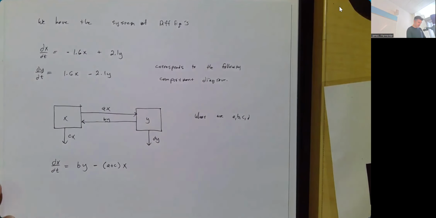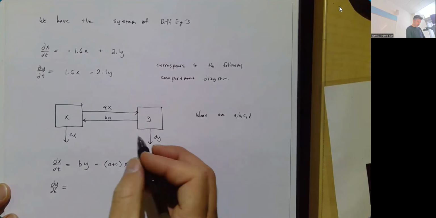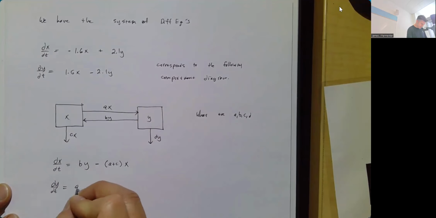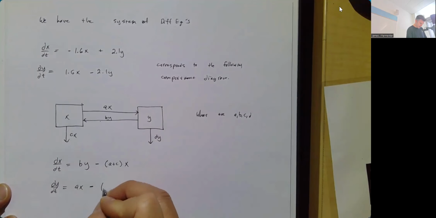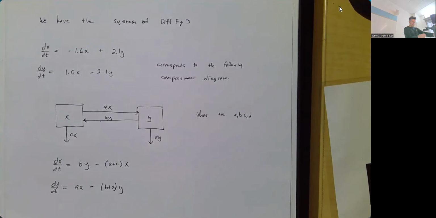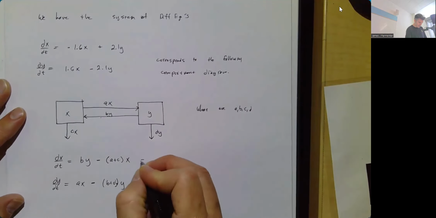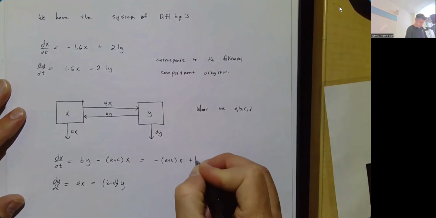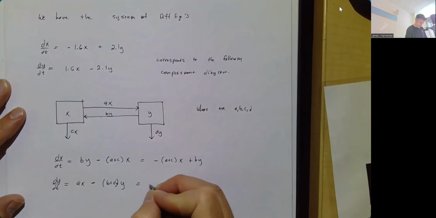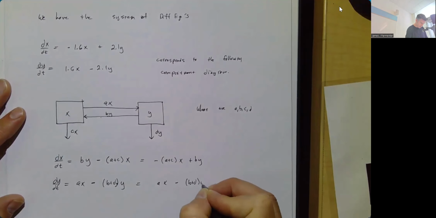Cool. Similarly, for dy/dt, what's going in? It looks like A times X. What's going out? B plus D times Y. And so now I could probably rewrite these if I really wanted to. This is the same as negative A plus C times X plus BY. This one's already written in the standard way: AX minus B plus D times Y.